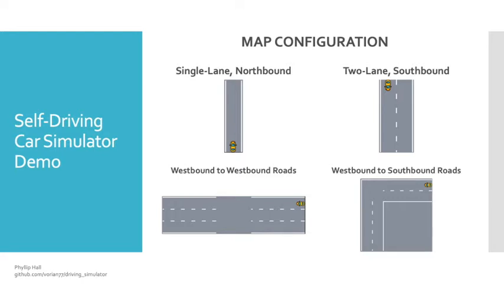Here are some example roads. A 1 kilometer single lane northbound road, a 1 kilometer 2-lane southbound road. Between any two roads, the map maker adds an intersection. Here are two 1 kilometer 3-lane westbound roads connected by an intersection. Perpendicular roads are connected by an intersection that results in a turn. Here is a westbound road connected to a southbound road.